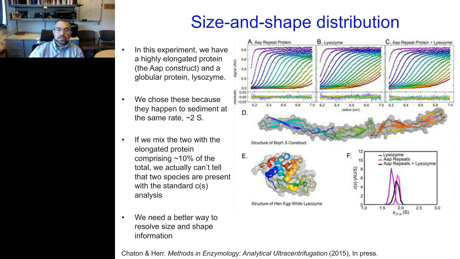We took this extremely elongated protein from the biofilm, and we took lysozyme, which is more or less globular. And we put about 10% of the elongated protein, 90% of our globular protein, and we sedimented it. And it turns out when you do the standard analysis, it looks like we have one species. And we did this on purpose because this is one of those examples where the two proteins are completely different size, completely different shape, completely different mass, but they actually sediment almost at the same rate because of the differential effects of friction. And so how do we resolve these kinds of complicated systems?